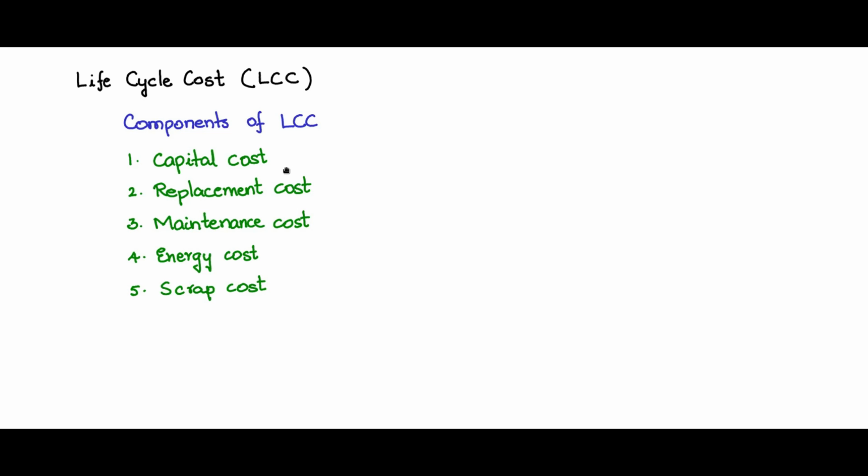So let us give some symbols. Capital cost we'll call K, replacement cost R, maintenance cost M, energy cost E, and scrap cost S. Energy cost and scrap cost need not always come. Sometimes you will not have any scrap cost, and sometimes you will not have energy cost in a particular system; it will be insignificant. But most of the time you will definitely have capital cost, replacement cost, and maintenance cost in most renewable energy type of systems.